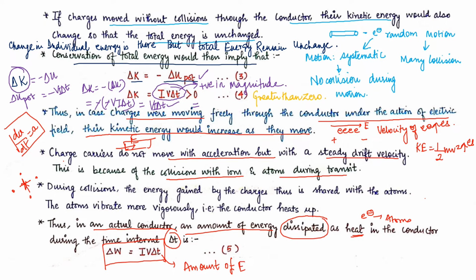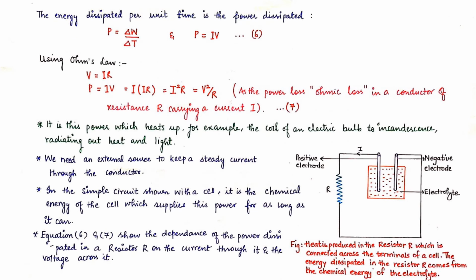Amount of electrical energy, we can say it in two ways. It's like it got wasted, or dissipated in the form of heat. Now the energy dissipated per unit time is the power dissipated. Energy dissipated per unit time equals power.